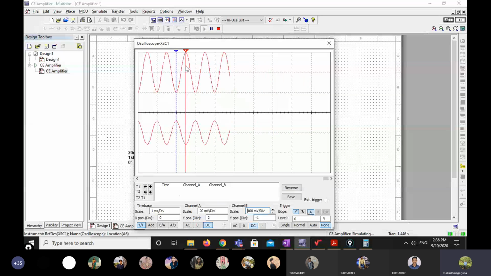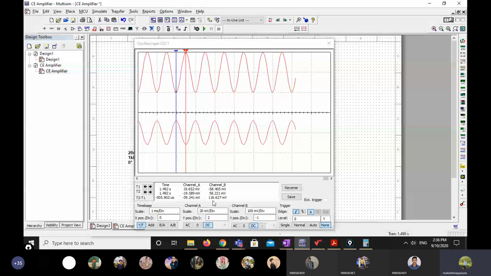How much? Not even 1 volt. See how much you got? 116 millivolts. So here, how much are you getting? You are giving 40 millivolts as input. How many times is it amplified? 116 by 40 means approximately 3 times. So approximately it's amplified by 3 times only. So your gain is 3.